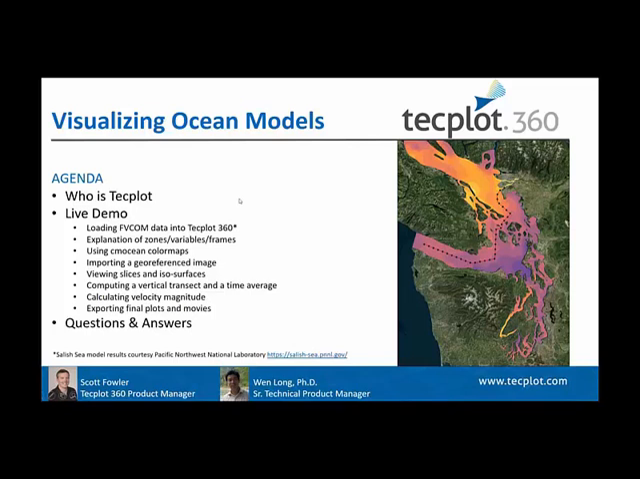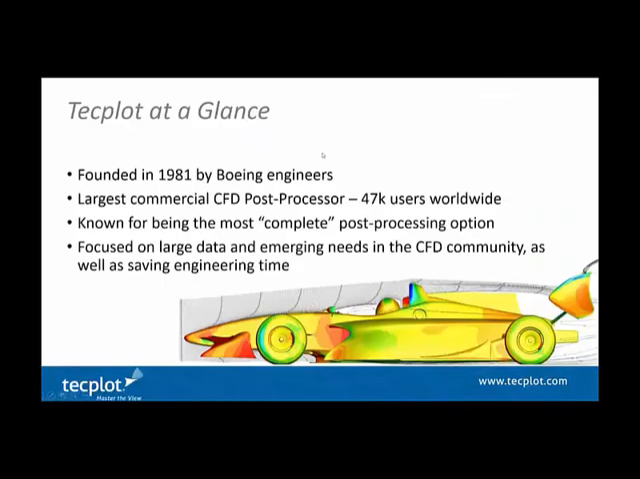All right, so let's start with who is Tecplot? Tecplot is a data visualization and analysis company. We were founded in 1981 by a couple of Boeing engineers, hence a fairly large user base in CFD, particularly external aerodynamics. We are known as the largest CFD post-processor with approximately 47,000 users worldwide, and our users tell us that we are the most complete post-processor out there, given that we have high quality plotting, 2D, XY, as well as the 3D like you see here.